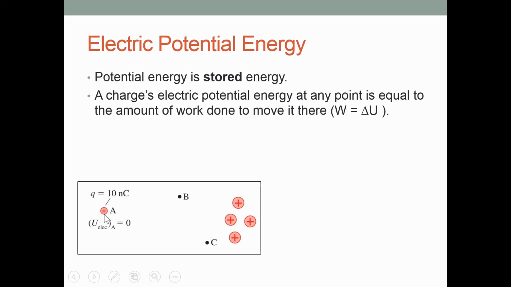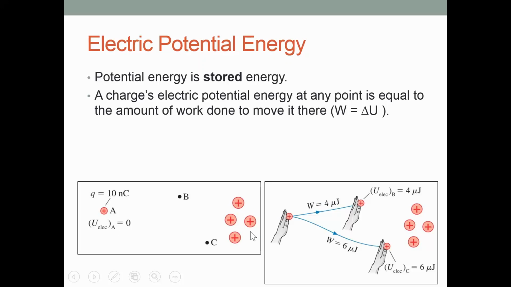We're going to consider this charge at point A and this group of charges over here. So if I push the charge to point B, or I push the charge to point C, I'm going to have to do some work. If I do a work of 4 microjoules to get to point B, then I now have a new potential energy at point B of 4 microjoules. If I do 6 microjoules of work to get to point C, I now have potential energy at point C of 6 microjoules.